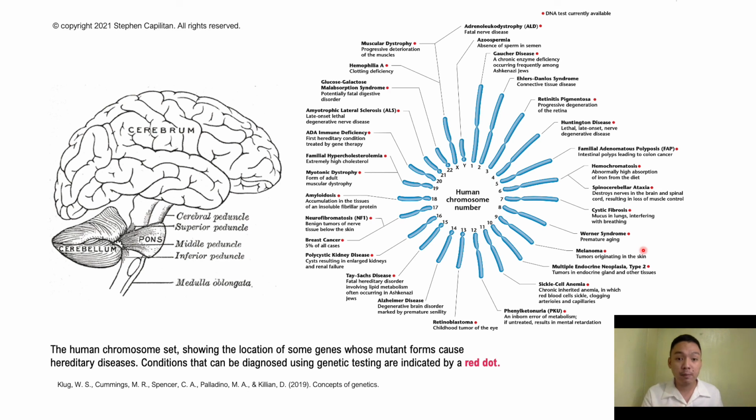In this example, I am showing spinocerebellar ataxia, which is found on chromosome number 6. It destroys the nerves in the brain and spinal cord, resulting in loss of muscle control, or ataxia. It has many types, but this is a progressive, degenerative, and genetic disease affecting your cerebellum.